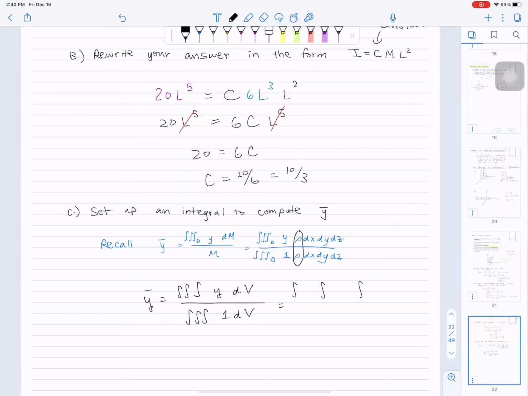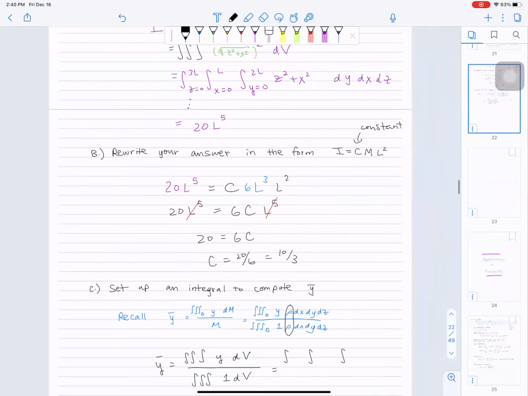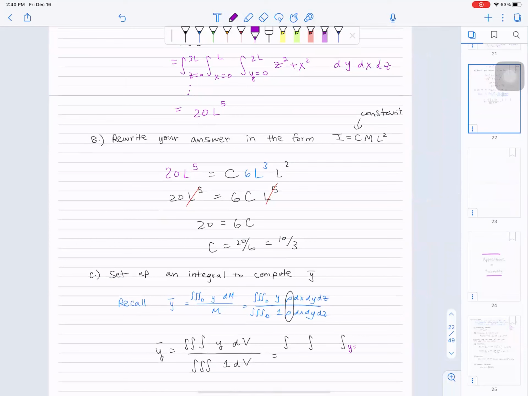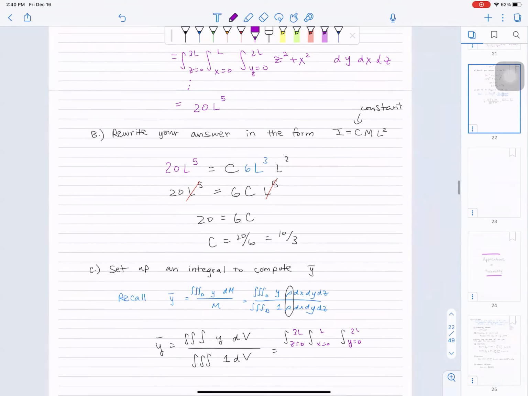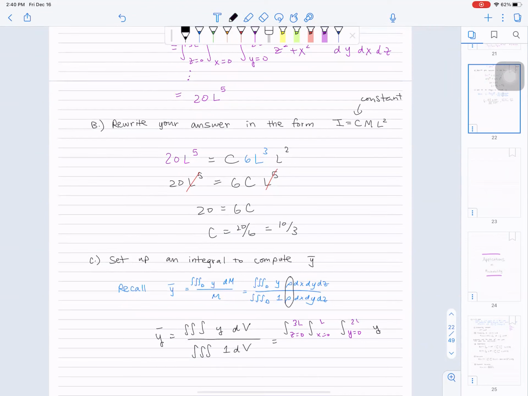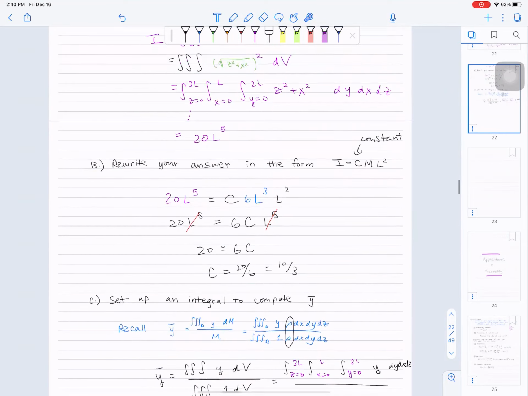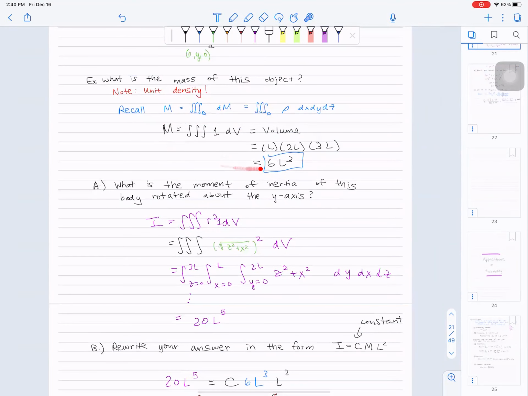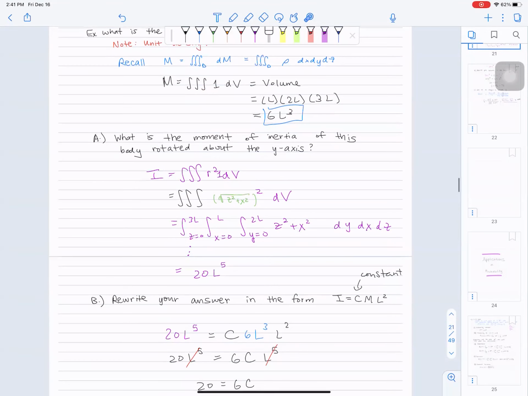These bounds are going to be the same exact bounds we used above in the purple: y equals 0 to 2L, x equals 0 to L, z equals 0 to 3L. We use the same bounds because it's the same region still. It's that rectangular prism. Then y dy dx dz. What about the triple integral of 1 dV? This should look familiar, because that's how we found the mass above. We had the triple integral of 1 dV, which was 6L cubed.